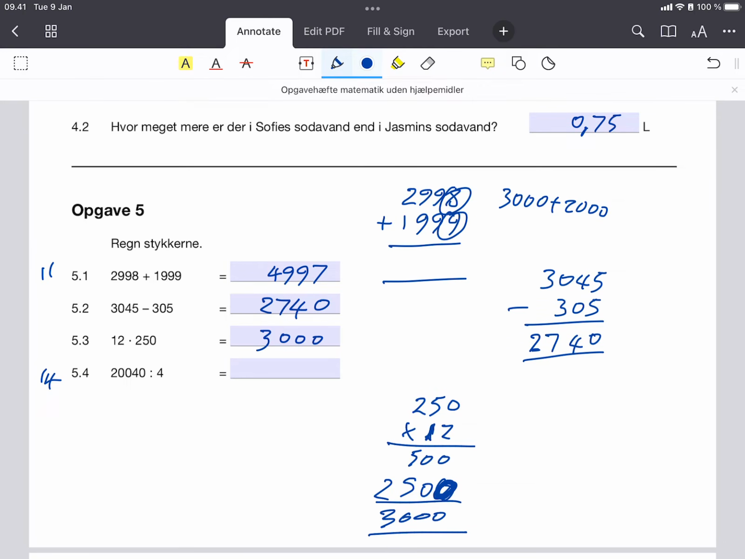Okay, 20,040 divided by 4. Just got to be careful to recognize that it's a division. So divided by 4, nothing, carry the 2, 5, nothing, 1 and nothing. 5010.